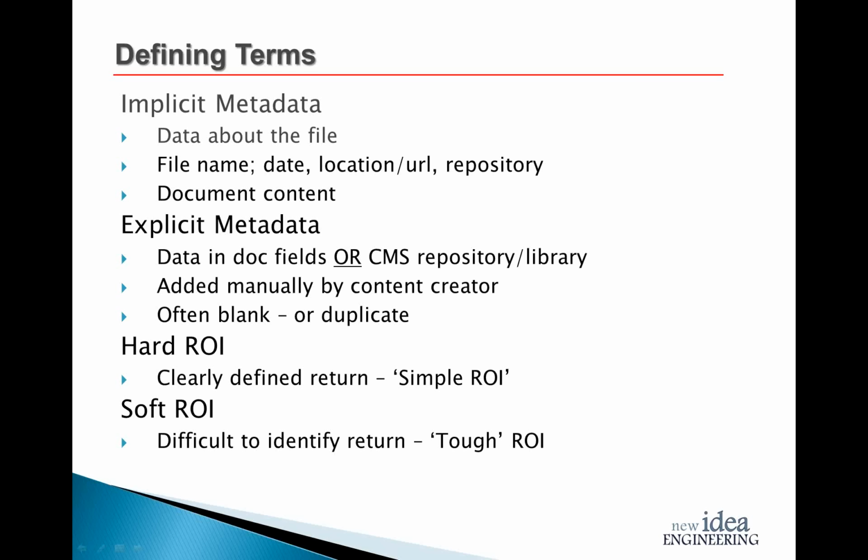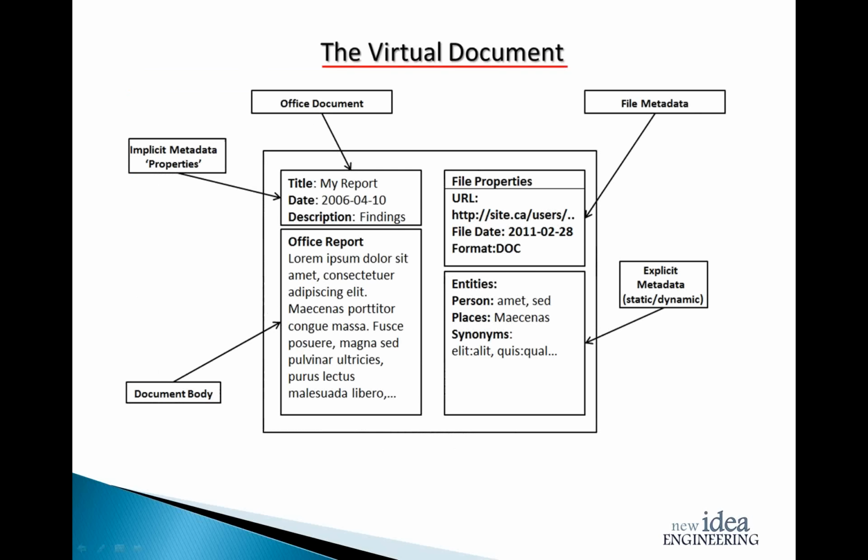Soft ROI is a little more difficult. It's documents that you search. You can't quite tell what the return is. Maybe it's general enterprise search on your site, just a public website. What's the return on that? I can't tell you. So that's what I call tough ROI. It's hard to know what that is. So it sounds opposite there, but remember, hard ROI is the thing that's easy to do. Soft ROI is the thing that's hard to determine. All right, so having confusion with that now, let's go ahead and jump on in.